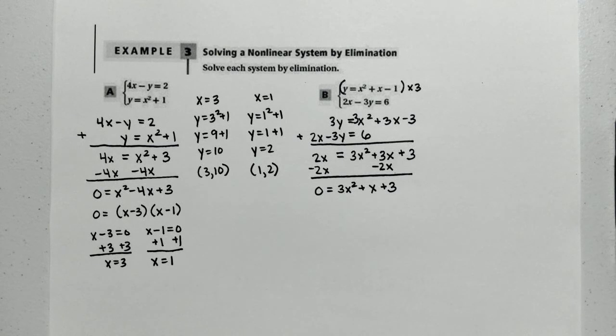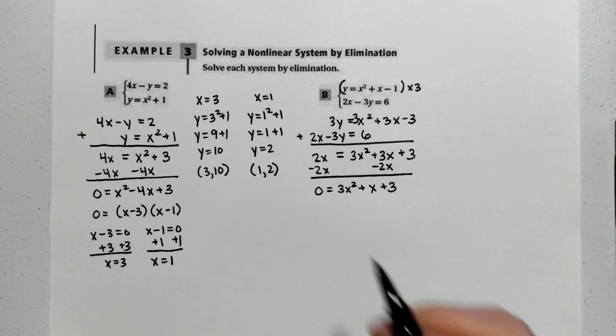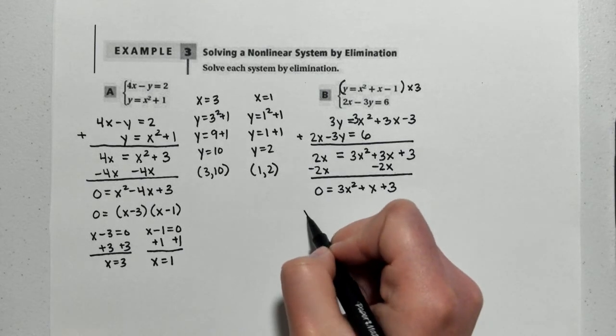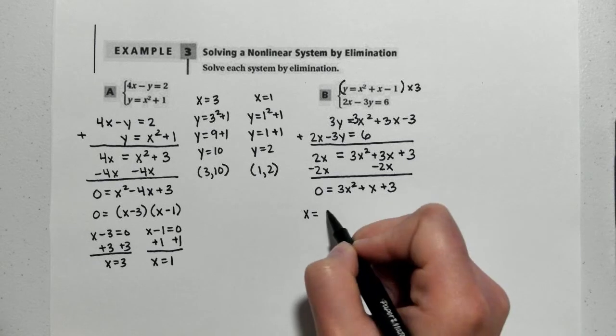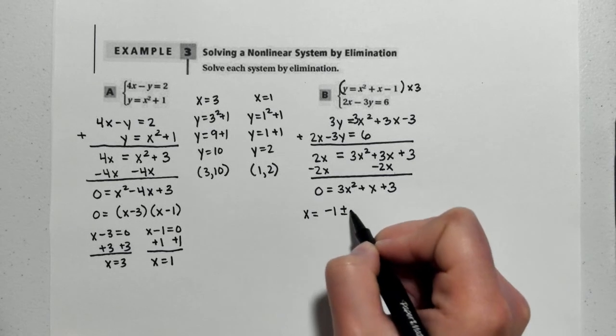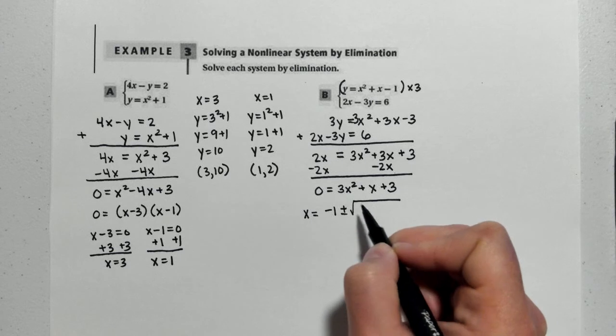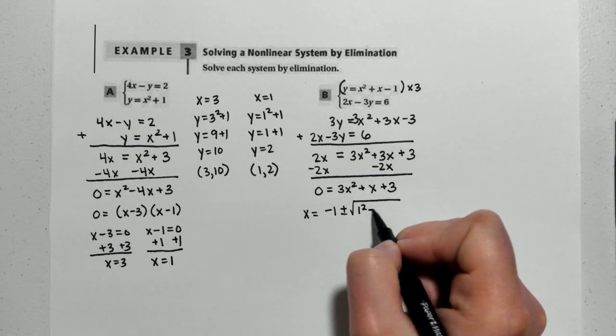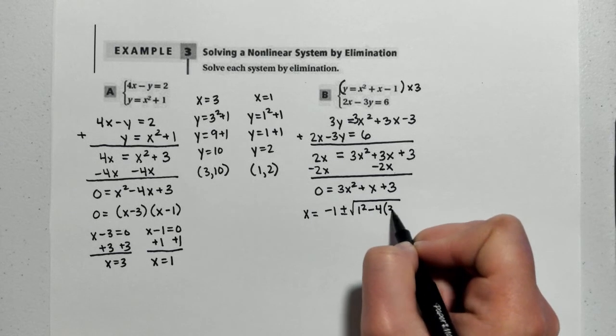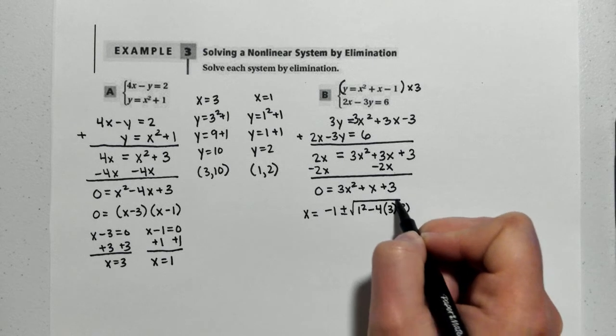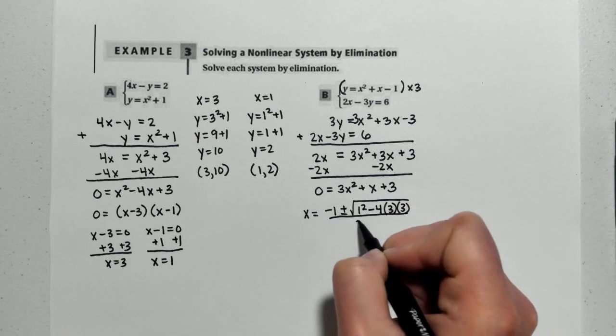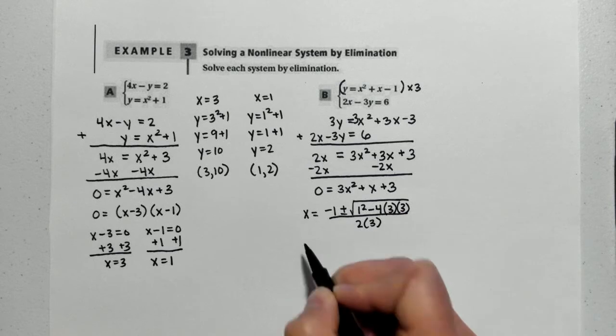Remember, quadratic formula will always give you the answer. It just might take a little bit longer than factoring, but since I can't see a way to factor this, I'm going to jump right to the quadratic formula. So I'm going to have x equals negative b, so negative 1, plus or minus the square root of b squared, so 1 squared, minus 4ac. So 4 times 3 times 3, all over 2a, so 2 times 3.